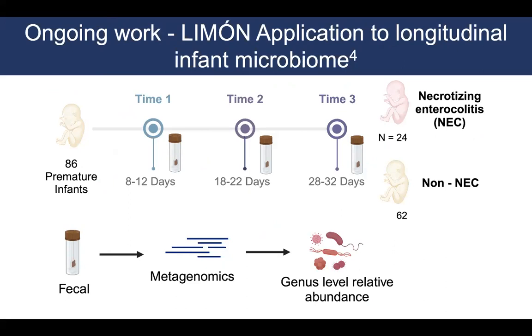Our ongoing work includes applying LIMÓN to a longitudinal infant microbiome dataset. Data were extracted from Ohm et al. 2019. From these data, we pulled 3 fecal sample time points from 86 preterm infants at around 10, 20, and 30 days of life. 24 of these infants developed necrotizing enterocolitis, a dangerous gastrointestinal infection, within the first month of life. The fecal samples were sent for metagenomic sequencing.